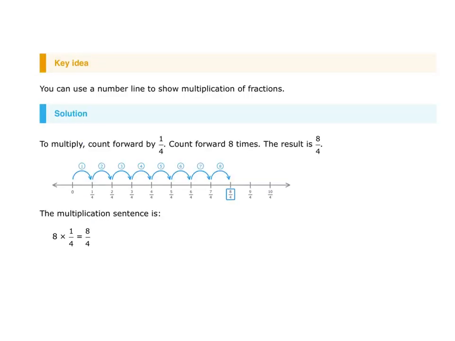The key idea here is you can use a number line to show multiplication of fractions. If we started at 0 and we counted 1/4 at a time, you can see we would count a total of 8 times and get to our answer 8/4.